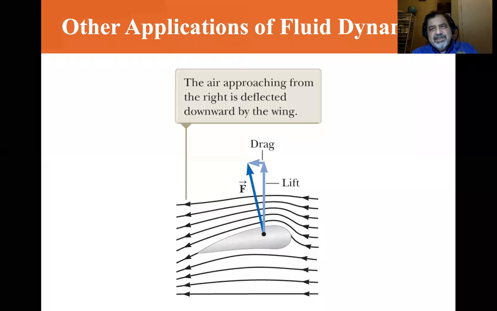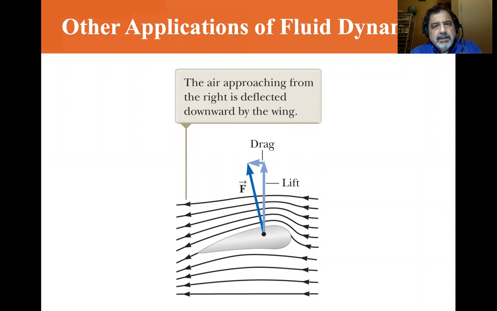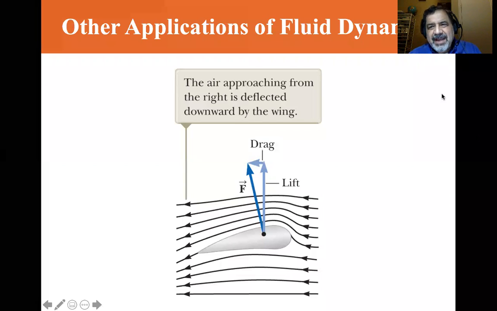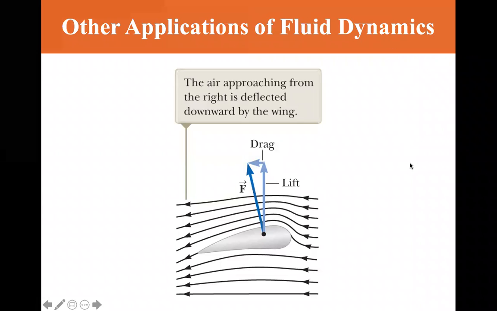All right, we're at the last section of chapter 14.8, and it's other applications of fluid dynamics. And we have here a cross-sectional view of an airplane wing, and the air approaching from the right is deflected downward by the wing. So we imagine the air going in this direction. It's the same as the plane going in this direction.